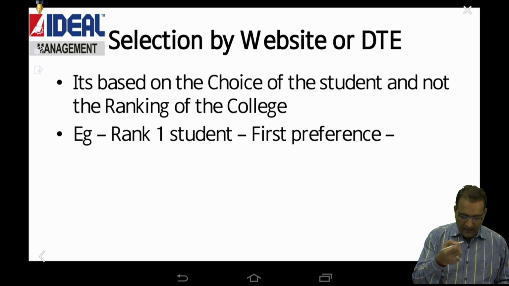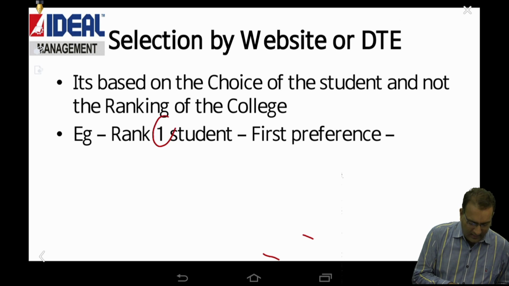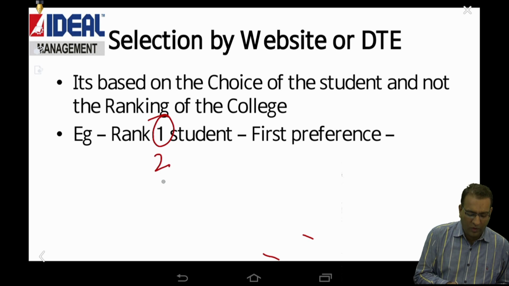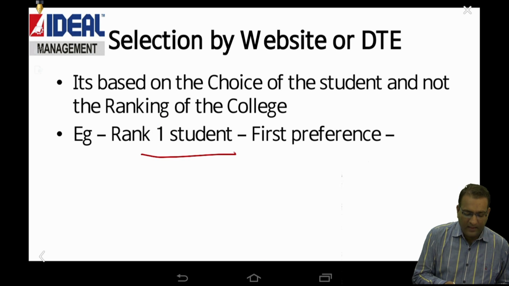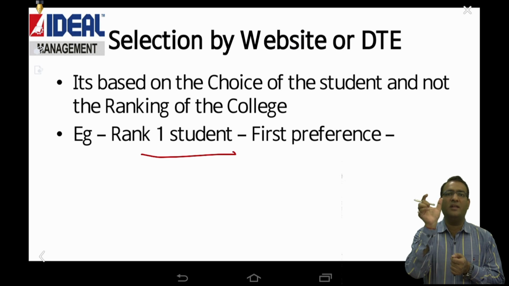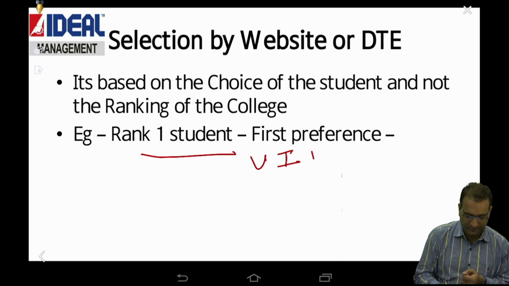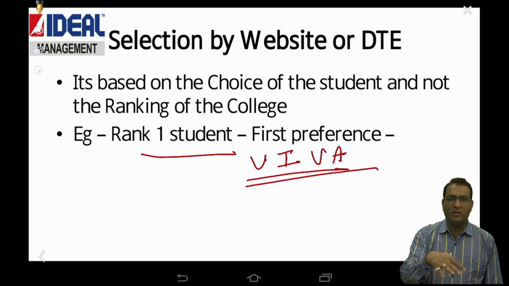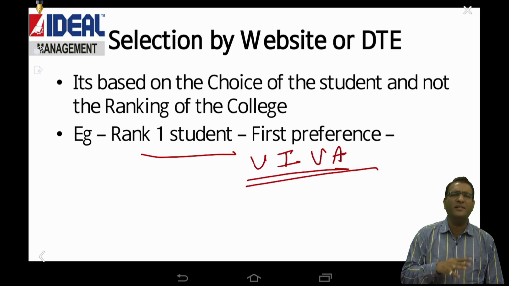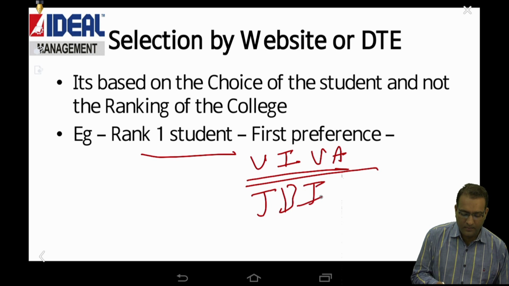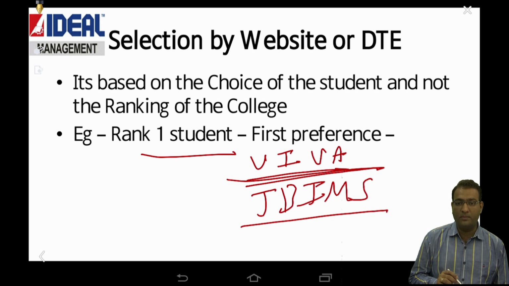That's it, and straight away an example. Let's say the rank 1 student, the person who has got the highest marks. I've got a PDF file also which I will show you. Rank 2 or rank 3 people, what these guys do is they have to fill an option form, which you guys know, and in their option form the first name they write is, let's say, Viva. Let's not discuss why he will write Viva first. The second name he writes is JBIMS. So this is option number 1, this is option number 2.